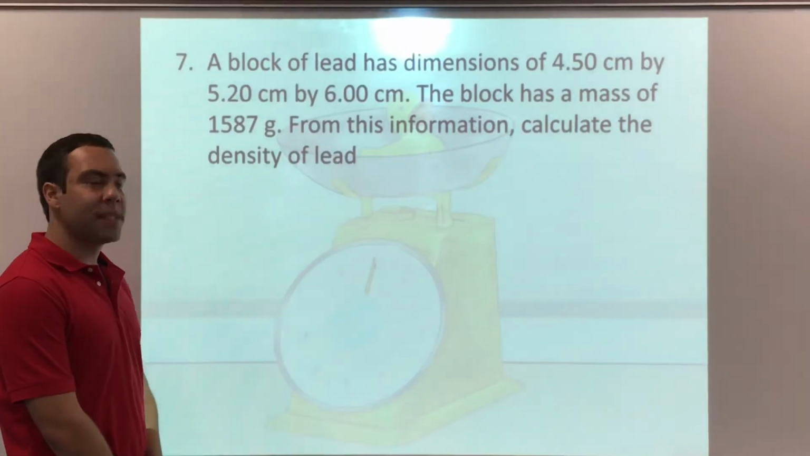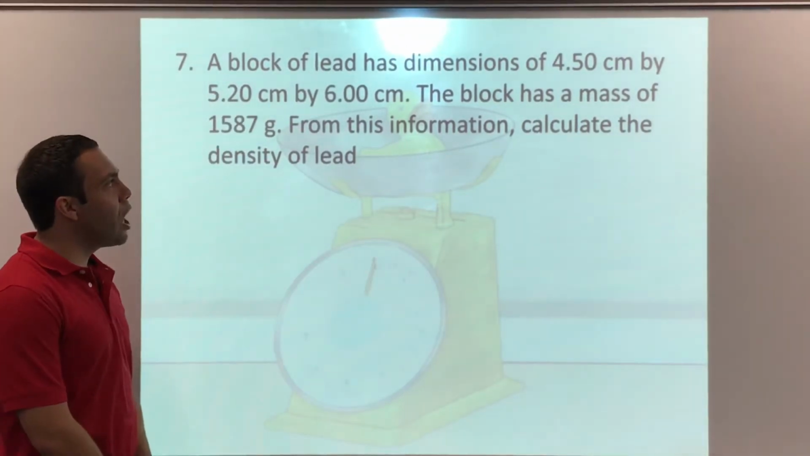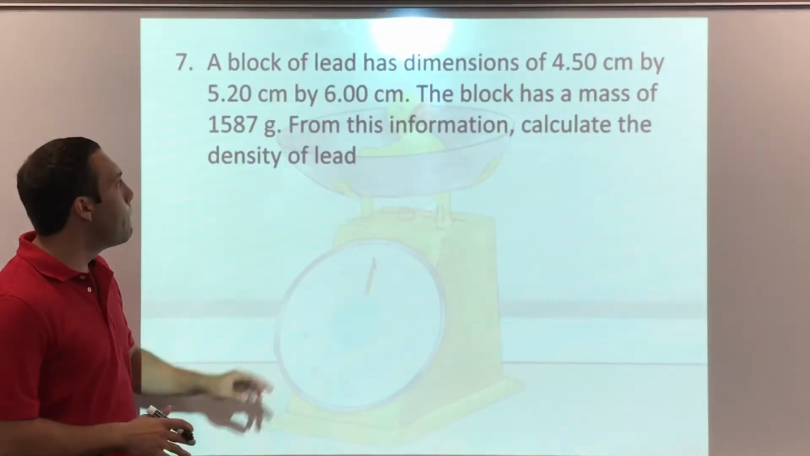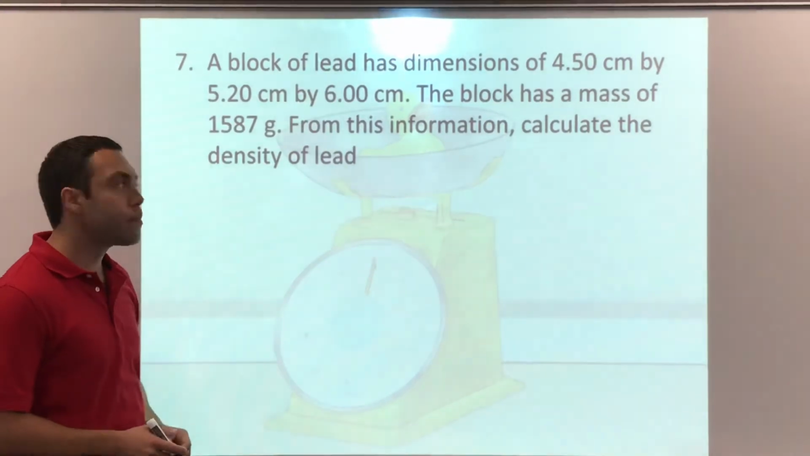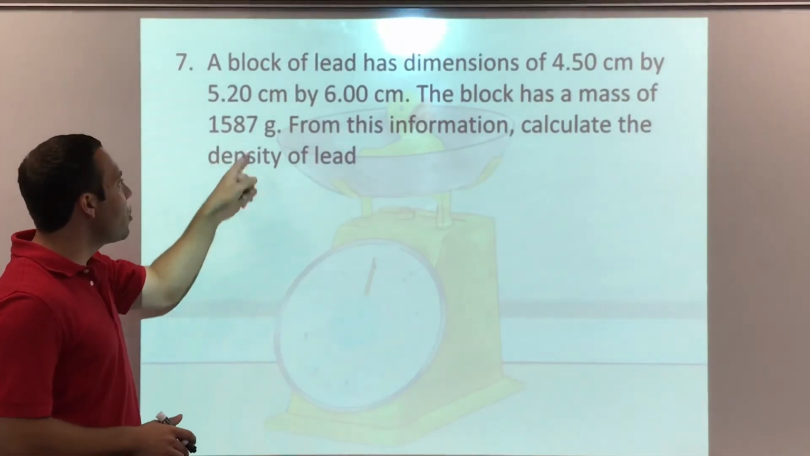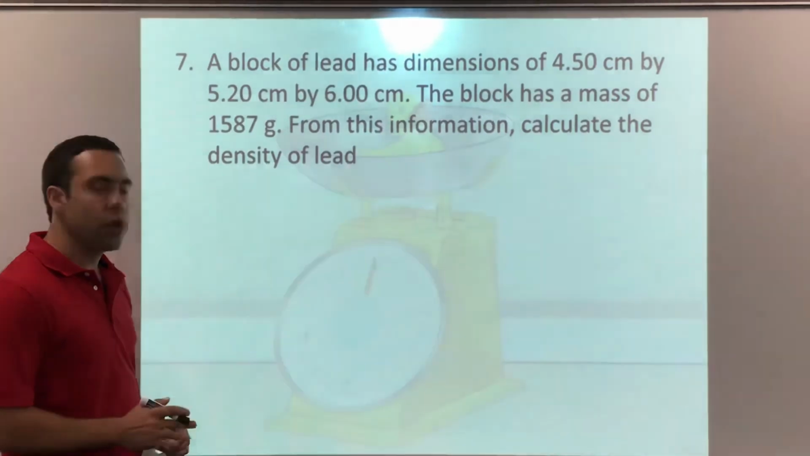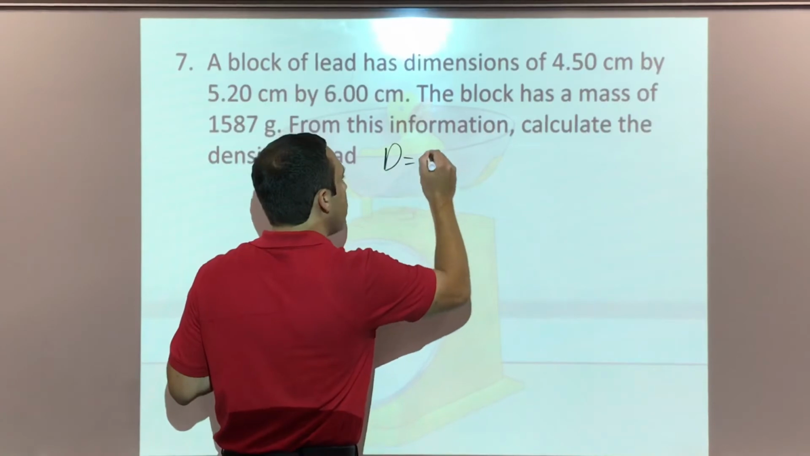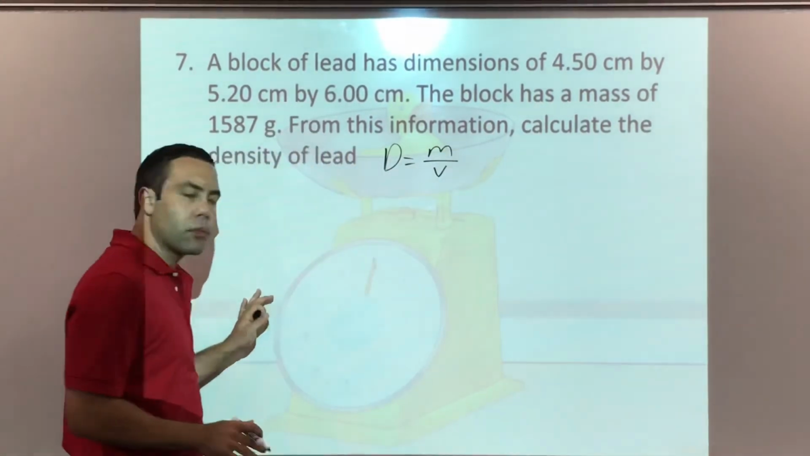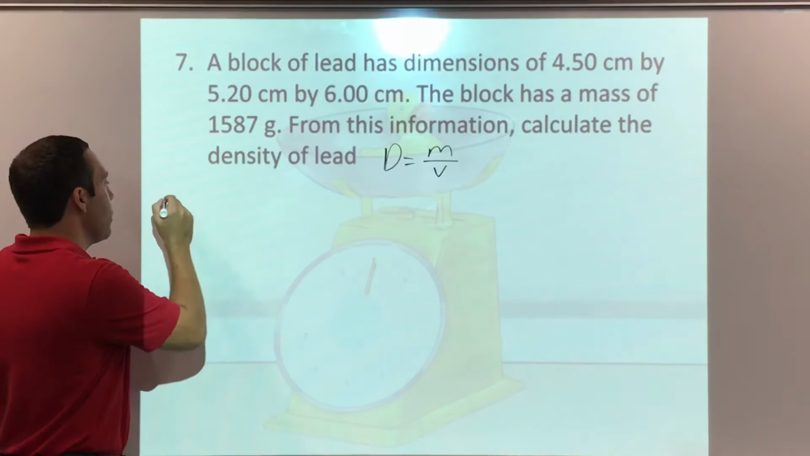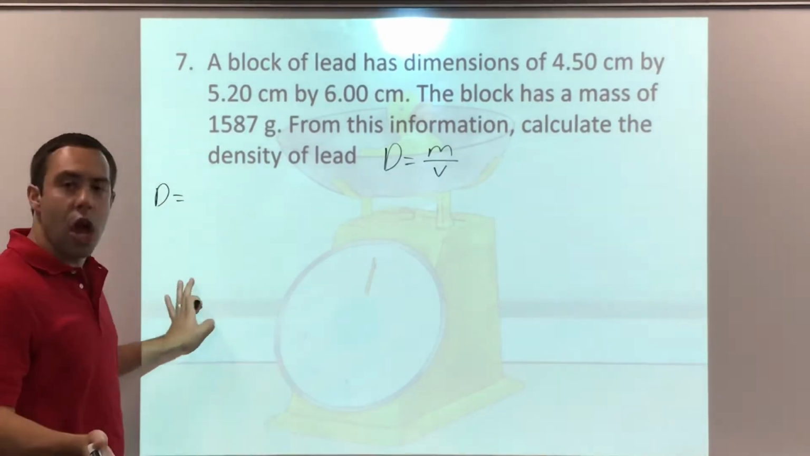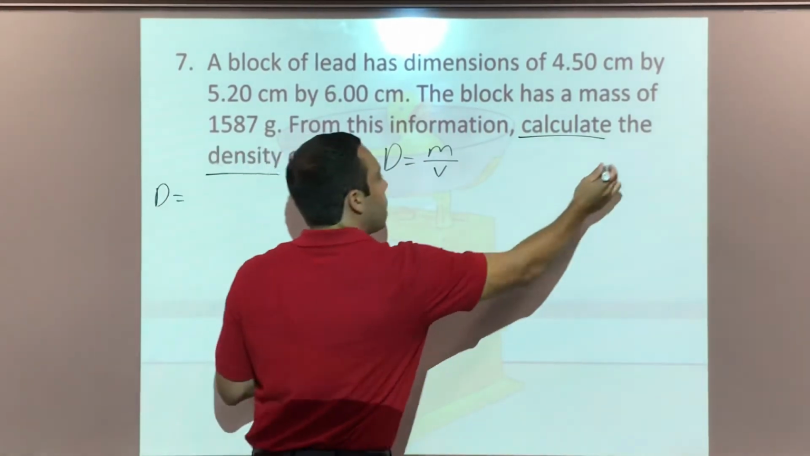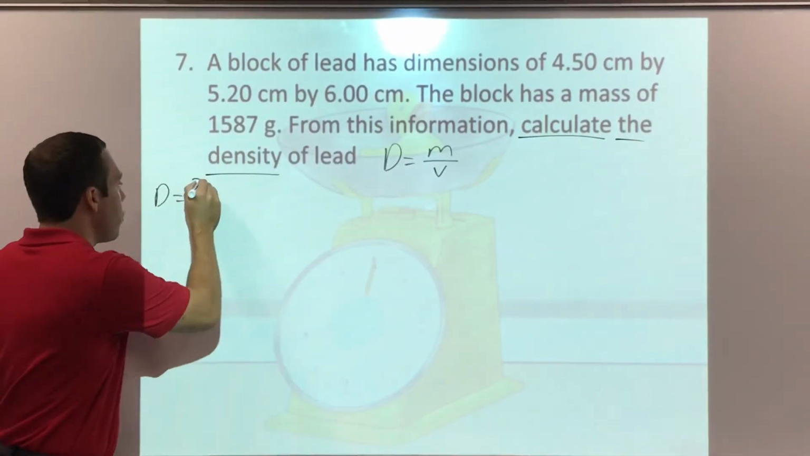Practice problem number 7 states, a block of lead has dimensions of 4.50 centimeters by 5.20 centimeters by 6.00 centimeters. The block has a mass of 1,587 grams. From this information, calculate the density of lead. We start off as always by writing our formula. D equals M over V. And then we write down our known and unknown values. D equals, we don't know, that's what we're trying to find. The question asks us to calculate the density of lead. So that's our question mark.